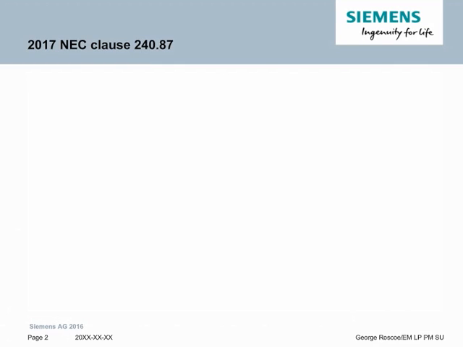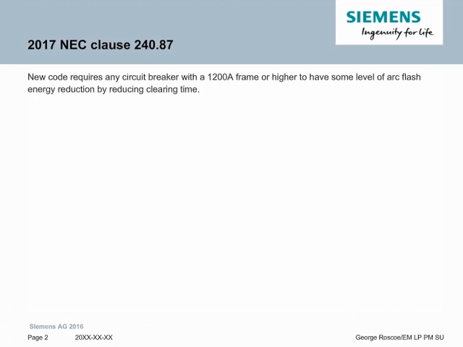One of the biggest design changes to switchboards has come about due to the National Electric Code Clause 240.87. This new code requires any circuit breaker with a 1200 amp frame or higher to have some level of arc flash energy reduction by reducing the clearing time. There are 7 proposed methods to reduce the clearing time.